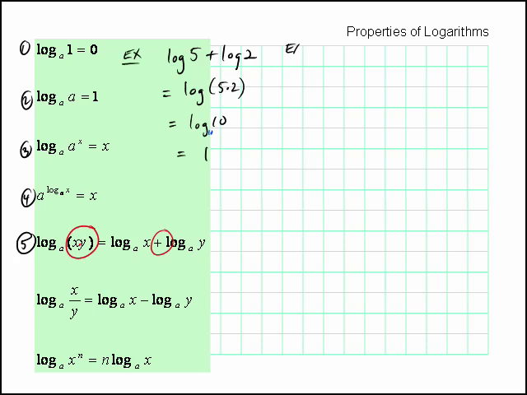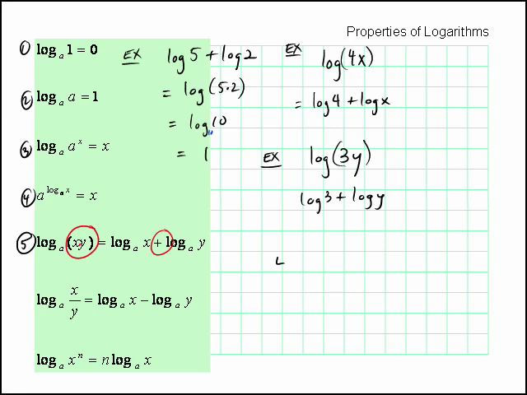Here's another example of that. If I have the log of 4x, then I can use this property to split that up into two logarithms. That will be the log of 4 plus the log of x. Here's another one. If I have the log of 3y, then that will be the log of 3 plus the log of y.